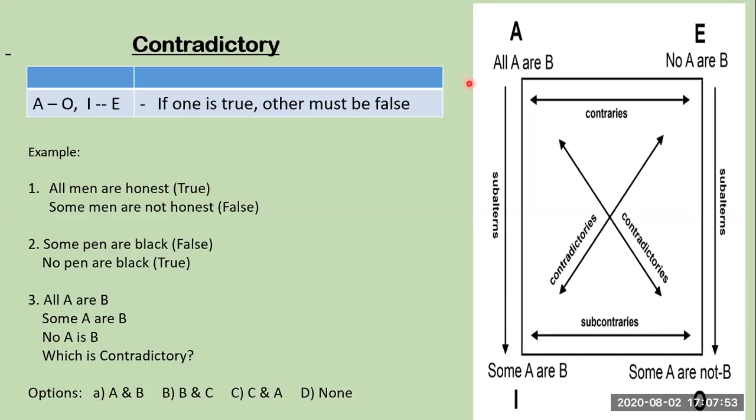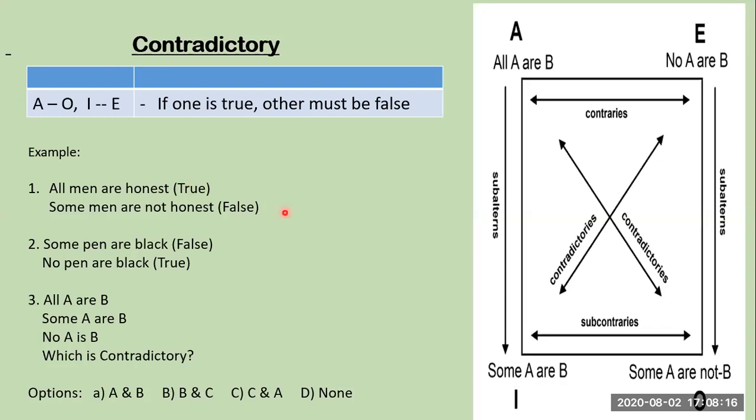All means A. So again, some men are not honest. So this is opposite. A is opposite to O. So when this is true, this should be false. They can give vice versa also. Let me just reverse this. Some men are not honest. So if it is true, this should be false.